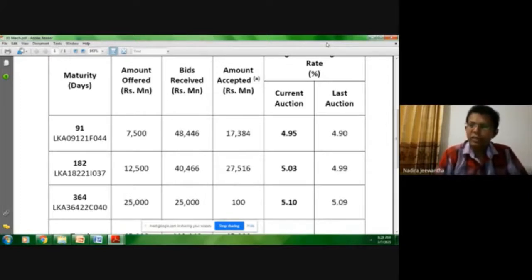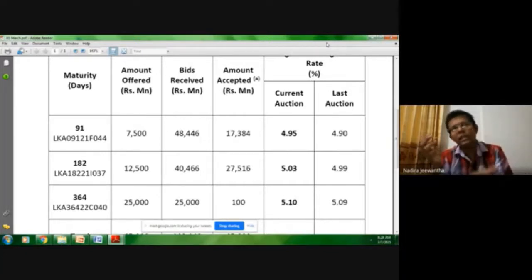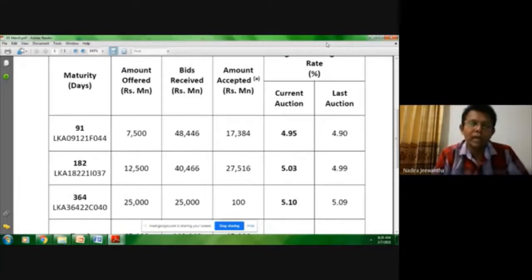When the interest rate is going up, the people who are holding government securities are losing. We learned this in class, remember? So when you are holding government securities, you don't like interest rates to go up. Why? The price and the interest rate have a negative relationship. When the interest rate or the yield goes up, the price comes down. So people holding government securities don't like interest rates to go up.